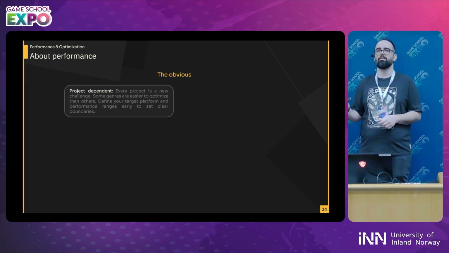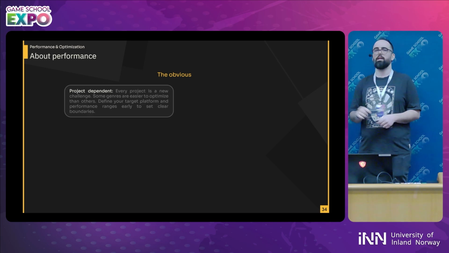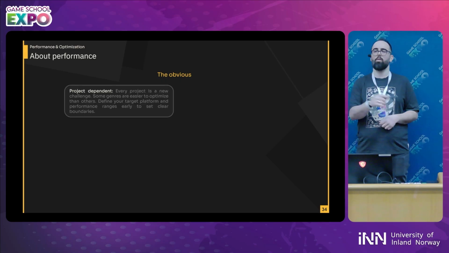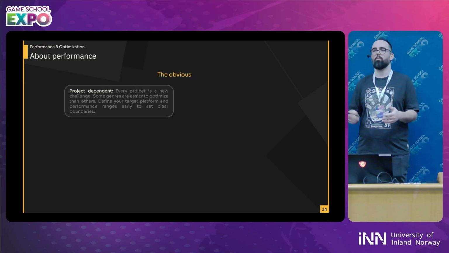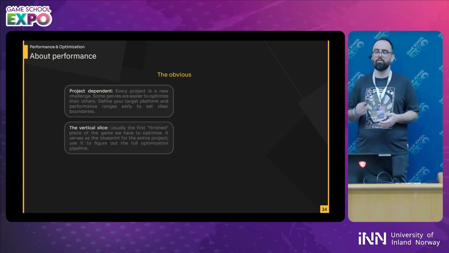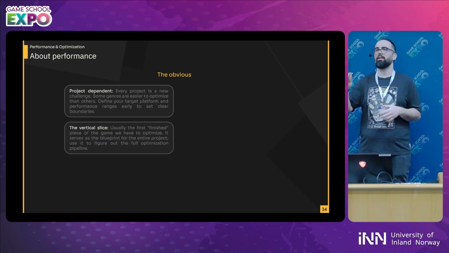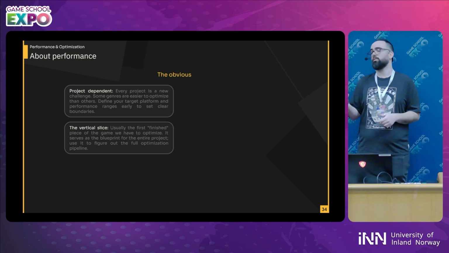Performance is always project dependent. Some projects will be easier to optimize than others. It also depends on their genres. You need early on to decide what is going to be your target platform. It's very different if you aim for high-end PCs or if you're aiming for Xbox Series S. And you need to find your performance ranges early on in the project lifecycle. The earliest you can do that is on vertical slice. When you work on your vertical slice, it's the first time that you have, in quotes, final art and final gameplay. And at that point, you should start your optimization pipeline. And that's the one that you're going to use for the rest of the project.